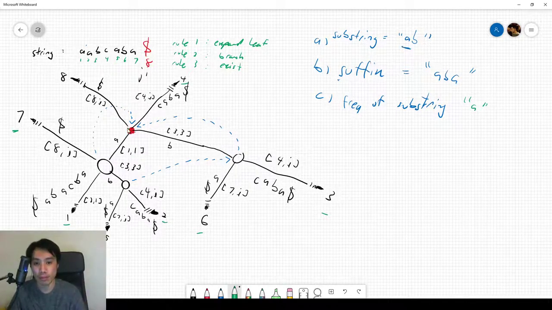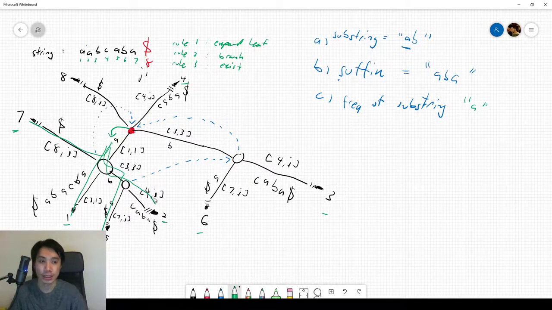I begin from here, I go to A, I reach the end of my substring. How many leaves are under A? I have 1 leaf, 2 leaves, 3 leaves, 4 leaves. So I know the frequency is 4. I got 4 substrings of A, or more specifically, because a substring is a prefix of a suffix, I got 4 suffixes which have a prefix of A. So this is your C, which is very, very simple.